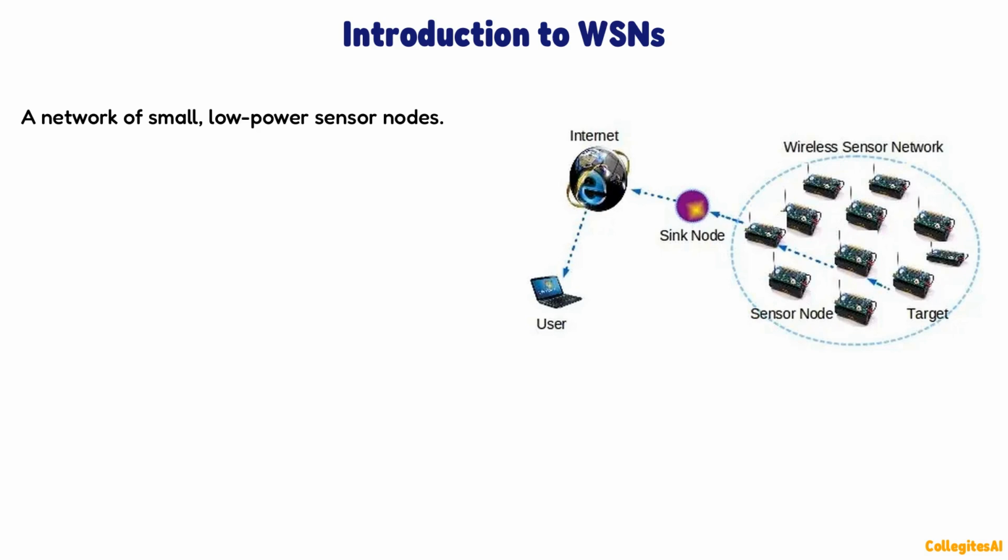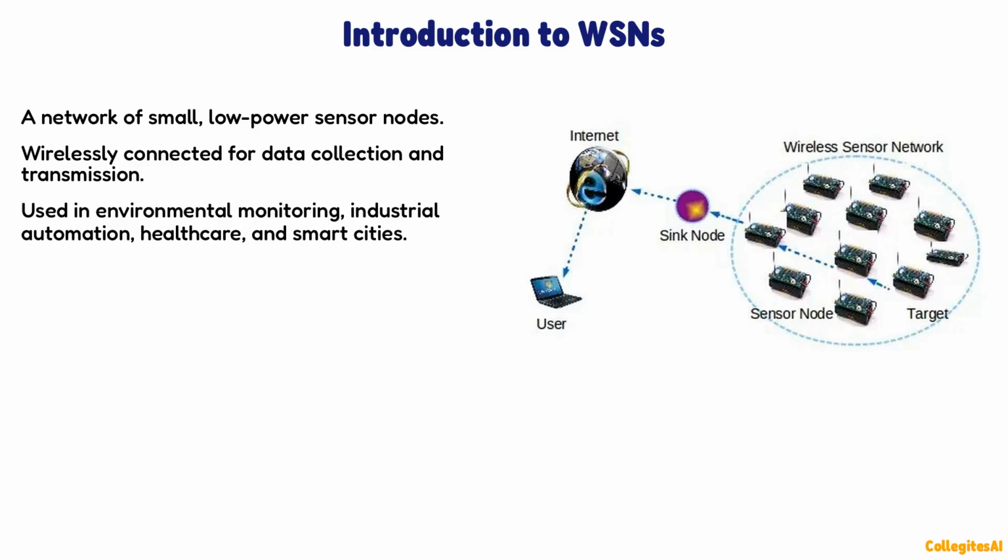These nodes are interconnected wirelessly, allowing them to gather data and transmit it. WSNs are incredibly versatile and find applications in various fields, from monitoring the environment to automating industrial processes and even in healthcare and smart city initiatives.